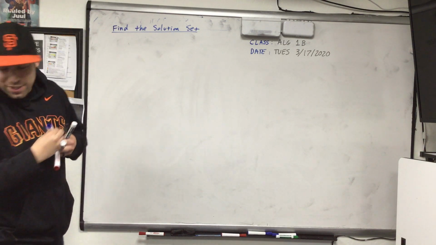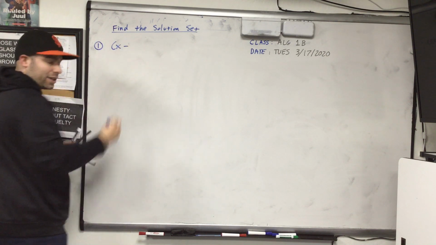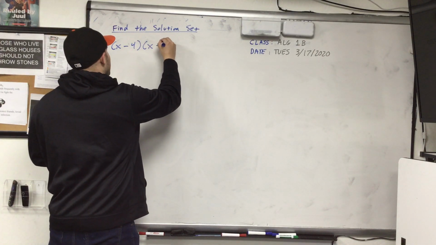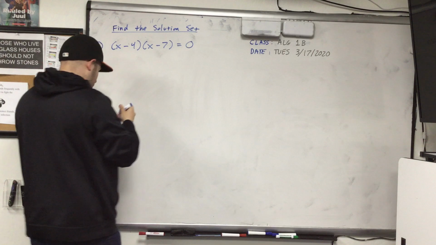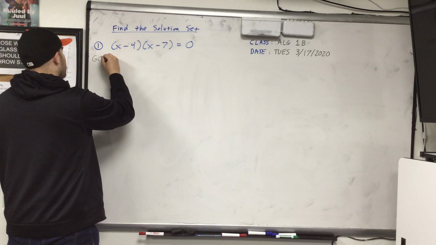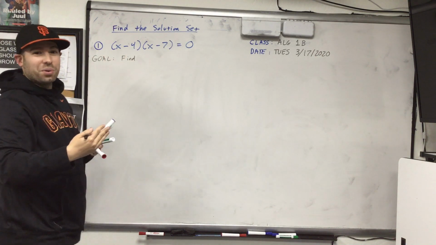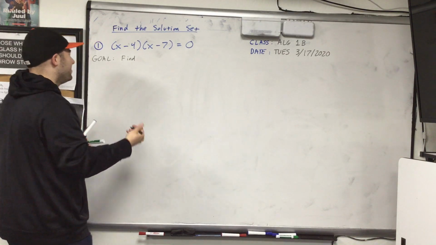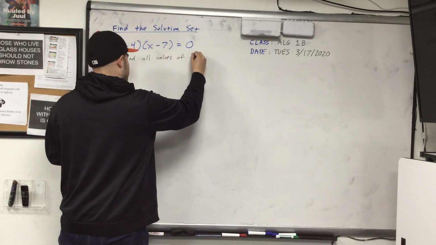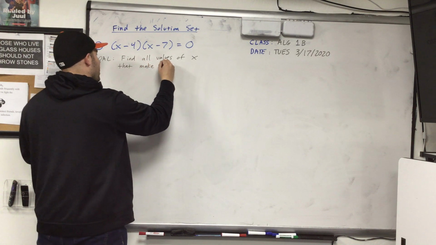So for example, let's take problem number 1. You've got x minus 4 times x minus 7 is equal to 0. The goal, so I'm going to put this right down below. The goal is to find all values of x that make the whole thing equal to 0, the Crash Bandicoot TNT rule. So find all values of x that make this statement true.